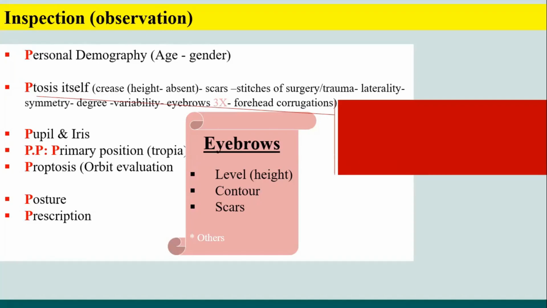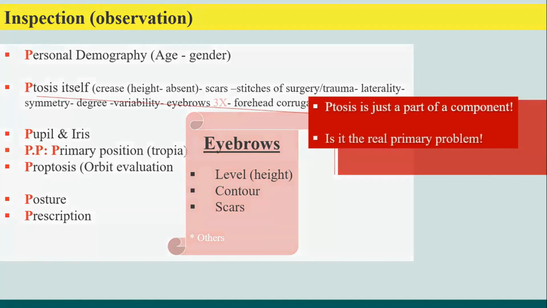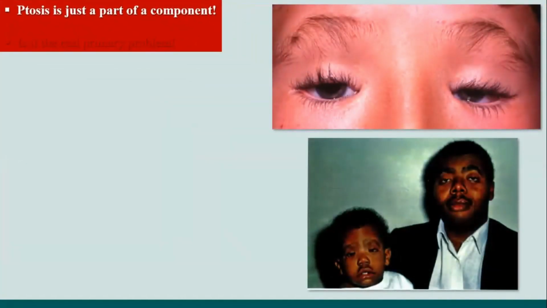But I want to add another point regarding ptosis observation. Be careful of two important things. First one, ptosis is just a part of a component. It's not the only sign in the case. I will explain this in a moment. The second is whether ptosis is the primary problem in this case or not. Let's discuss one by one. Ptosis is just a part of a component.